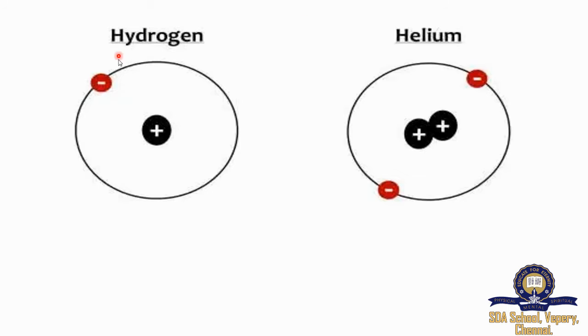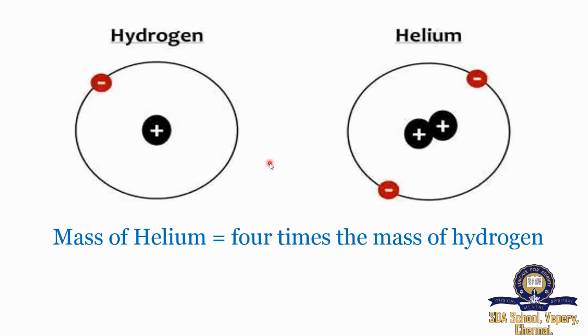We know that hydrogen has only one proton and helium has two protons. Then what would be the mass of it? The mass of helium should be 2 times the mass of hydrogen, right? As helium has 2 protons, whereas hydrogen has 1 proton. But when experiments were performed, scientists observed that the mass of helium is equal to 4 times that of hydrogen. So where was the extra mass in the helium atom coming from?